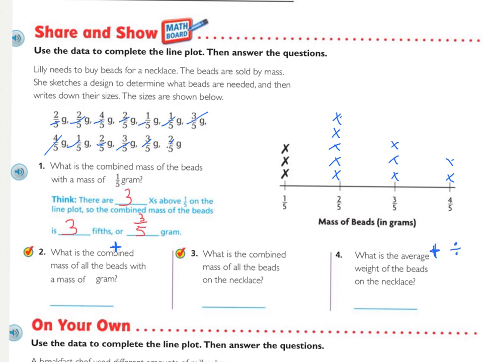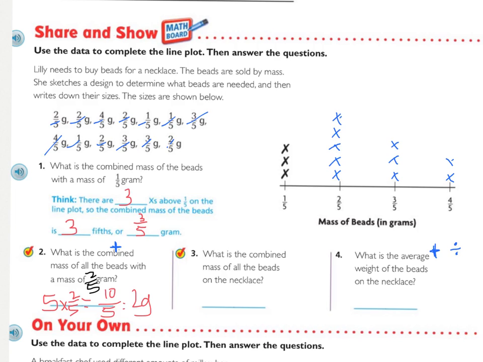Looking at number 2, it says, what is the combined mass of all the beads with a mass of 2/5 grams? So you need to combine all of these data points. How many are there? There are 5, and they are each at 2/5. Now, when I'm using multiplication, right here it said addition, but they're all the same amount, and multiplication is repeated addition. But when we multiply a whole number times a fraction, the whole number times the numerator equals 10/5, which reduces down to 2 grams.